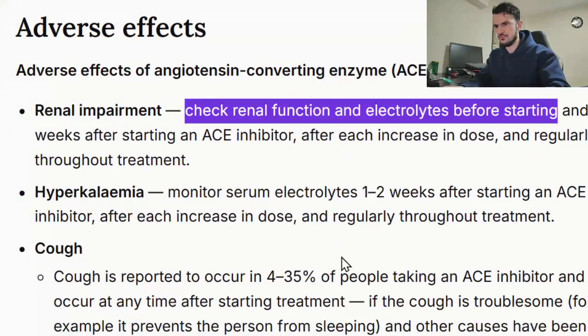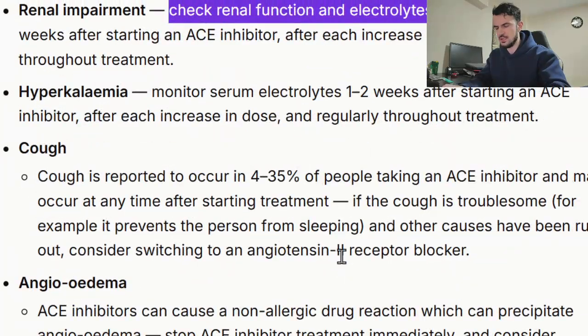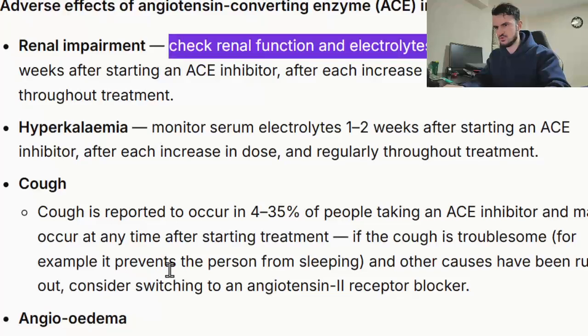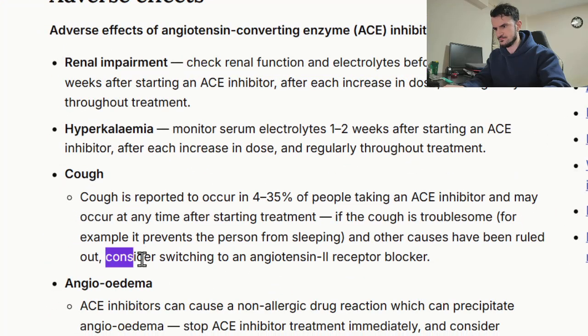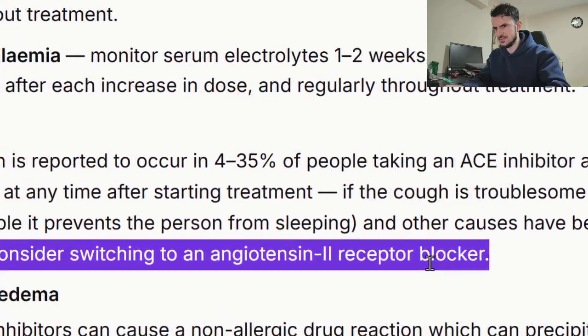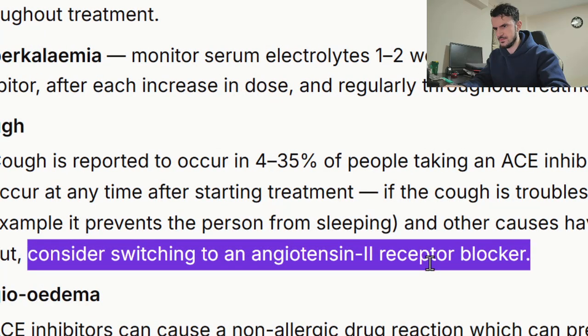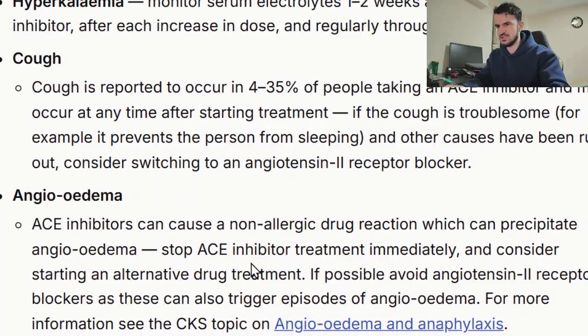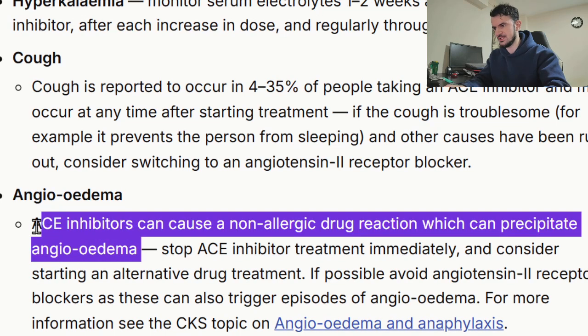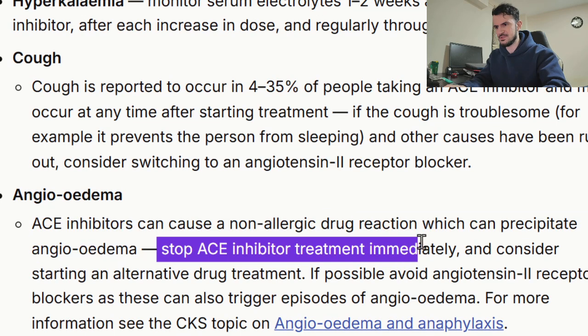So if you have a cough, especially if the cough is reducing adherence or affecting the patient's quality of life, then you would switch them to losartan, as it says here. Consider switching to an ARB. If you have angioedema, which is a non-allergic drug reaction, which can precipitate angioedema, you would stop Ramipril immediately.